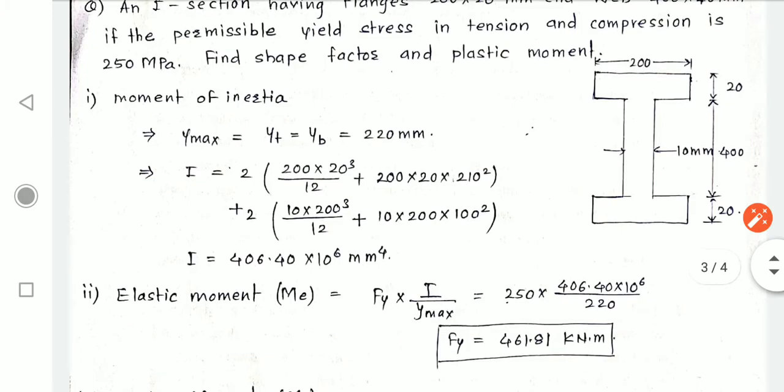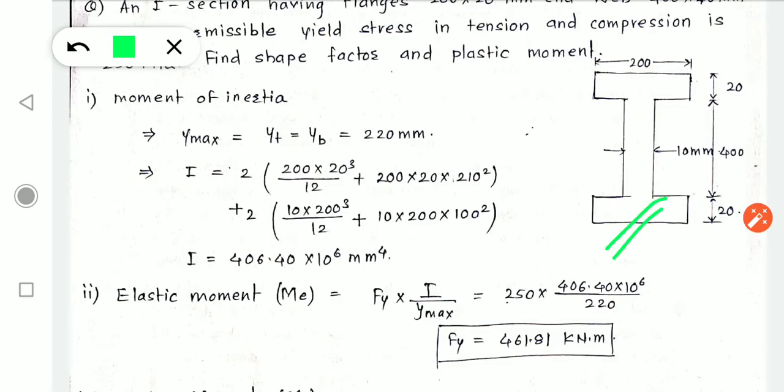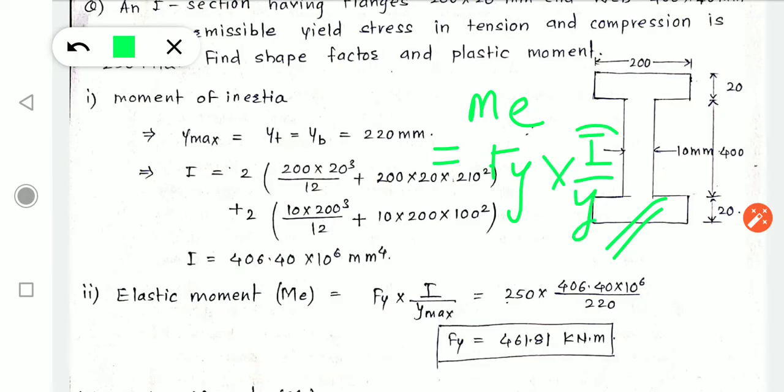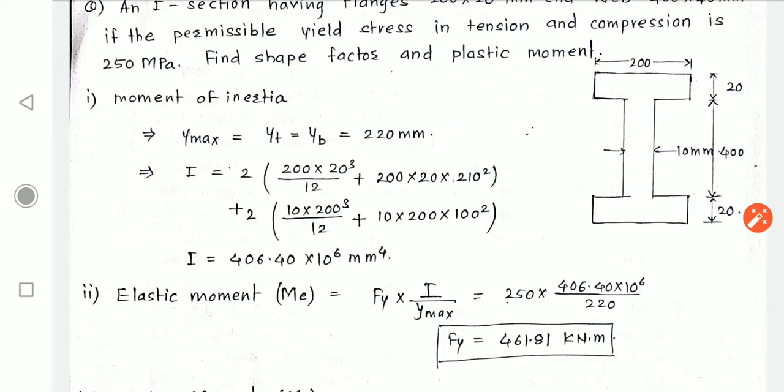Let's try. Now this is the I section, as per the given dimensions, I have drawn an I section over here. If we want to calculate ME, for the ME formula we require Fy into I by y, right? So we will first calculate I, then y, and then we will put these two values into the ME formula. Let's do it.